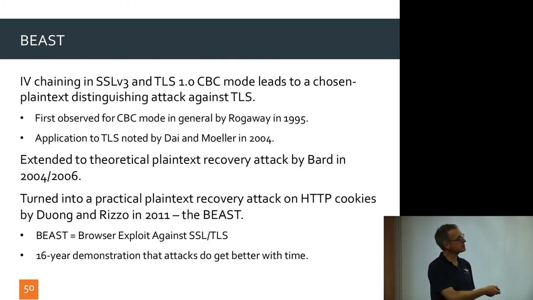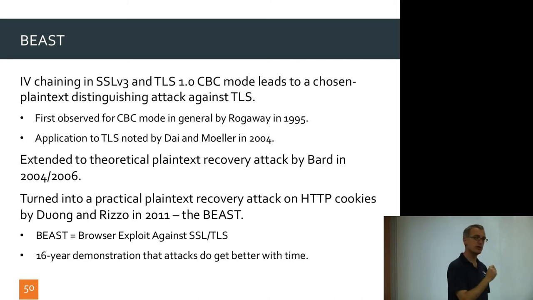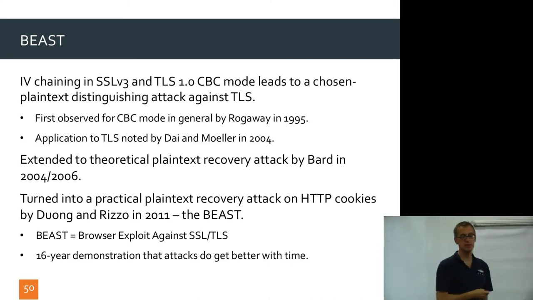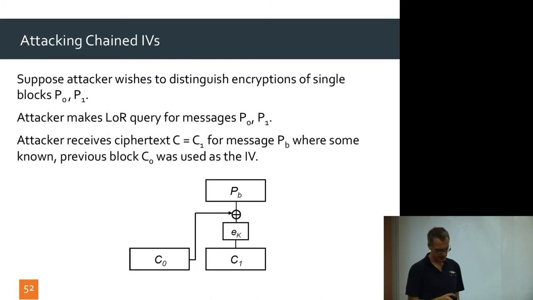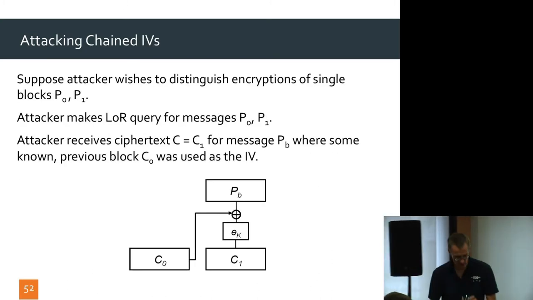And at the time they did this in 2011, everybody was using SSLv3 and TLS 1.0. And about half of all the internet traffic was protected with CBC mode at that point. Okay? So this caused quite a bit of panic, if you can imagine. So let's look and see how it works. How do we attack chained IVs? So let me show you the distinguishing attack first.